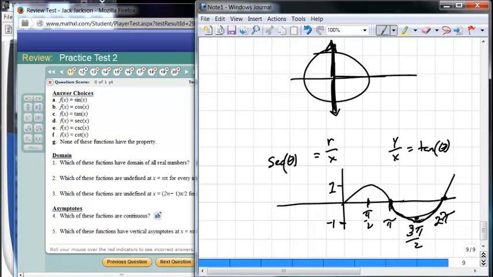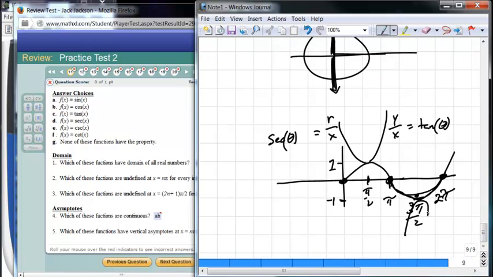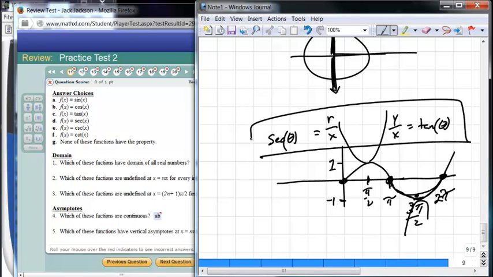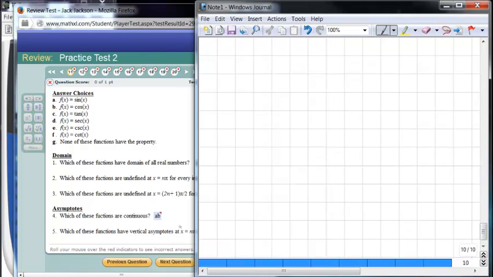Okay, and notice that anytime sine is 0, that means that its reciprocal, cosecant, is undefined, and so forth. This particular one is going to be when cosine is 0. Both of these, when x is 0, are going to be undefined. So which ones are continuous? Well, sine and cosine are all one continuous wave.